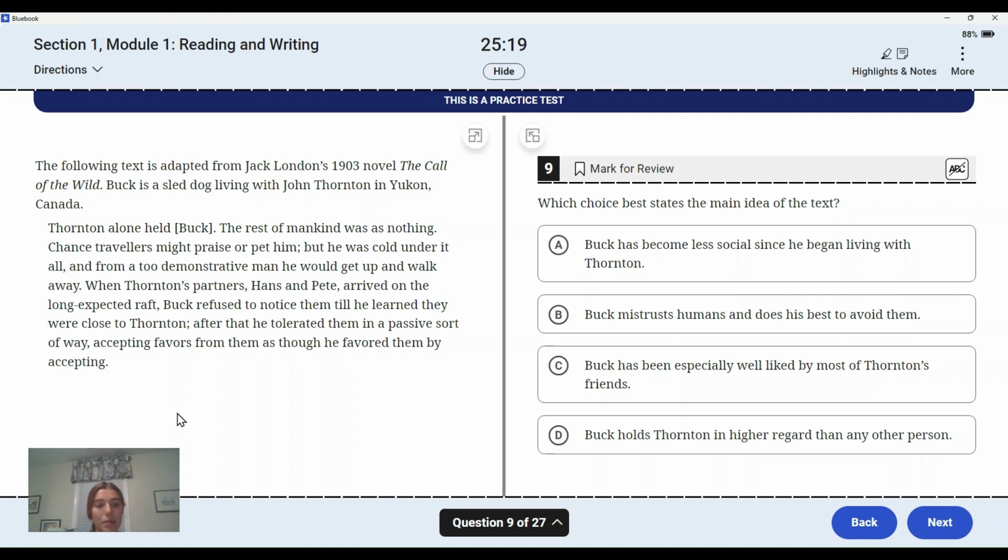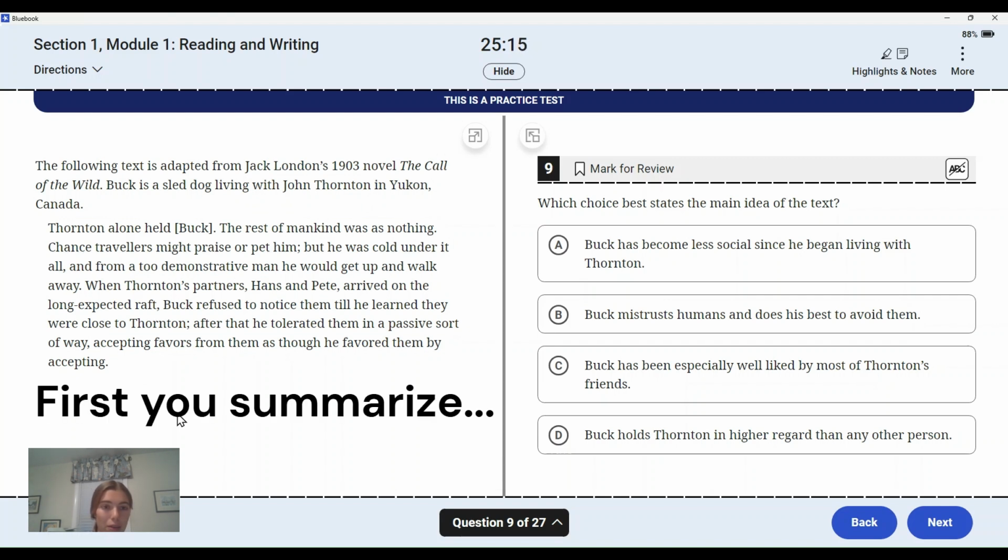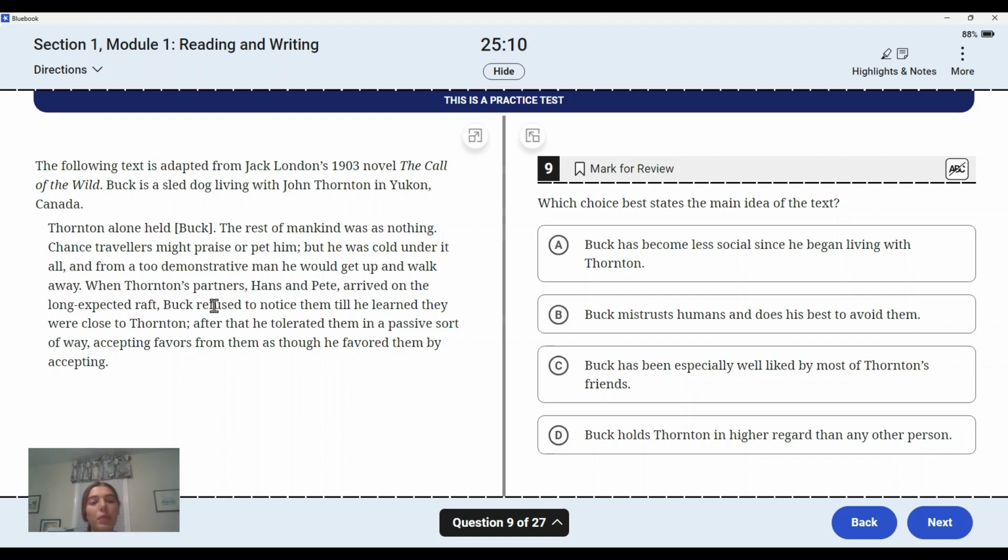So this story is talking about an animal, probably a dog. Yes, it's a dog, and his name is Buck. It's talking about how, obviously, he loves his master, but he doesn't really show affection to the other people around him. It's just his master that he does. But he ends up tolerating these two guys, Hans and Pete, because they're close to his master. So he's not affectionate to other people, but he does love and he's loyal to his master Thornton. That's kind of what I picked up from the text.